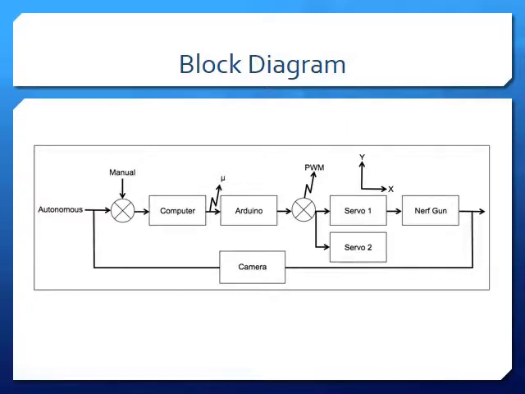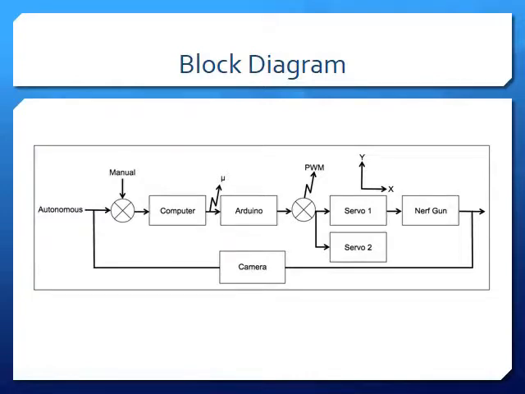As shown in the block diagram, if the manual mode is selected, the input is sent from the Xbox One controller to a computer running LabVIEW. From the computer, the control signal is sent to the Arduino. From the Arduino, the pulse width modulation signal is sent to both servos acting as the X and Y axis to control the movement of the gun.